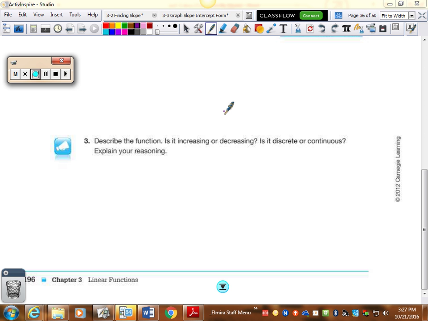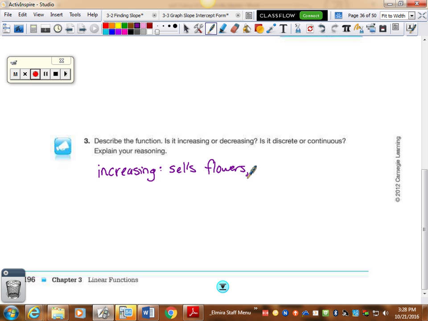Describe the function. Is it increasing or decreasing? Is it discrete or continuous? Well, it's increasing because as she sells more flowers, she gets money. So the more flowers she sells, the more money she's going to get. Everything's going to increase. Would it be discrete or continuous? This graph would be discrete because you can't sell partial flowers.